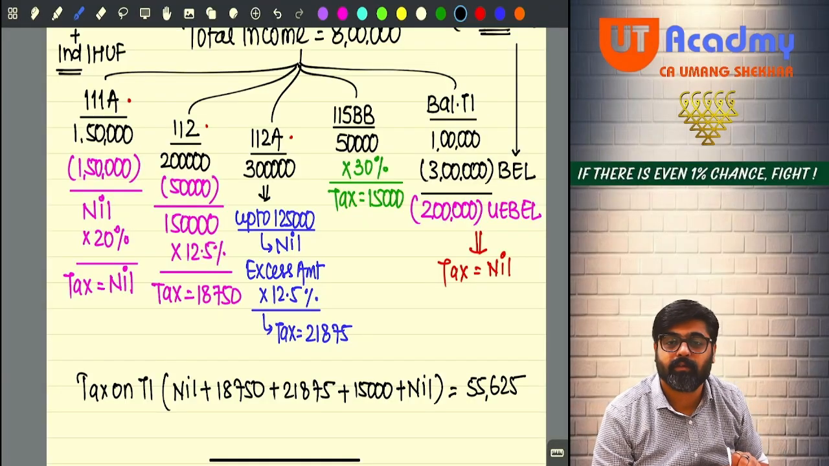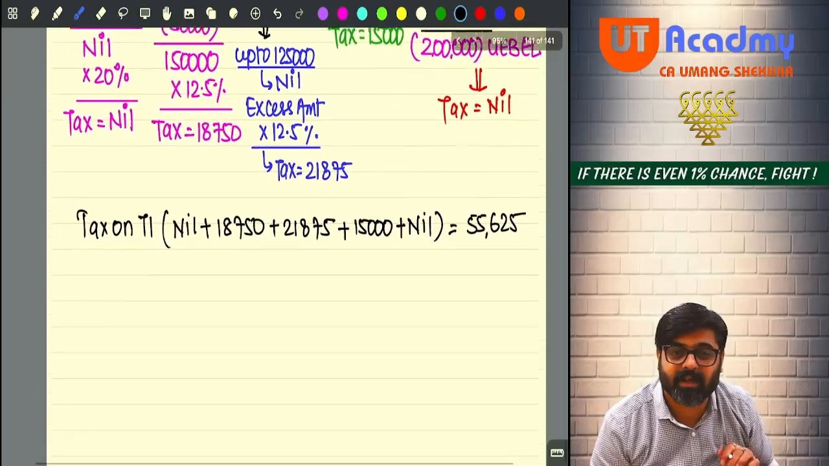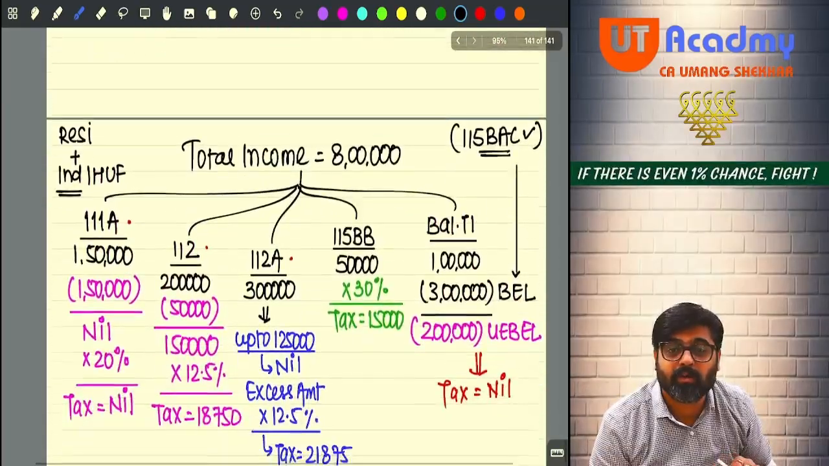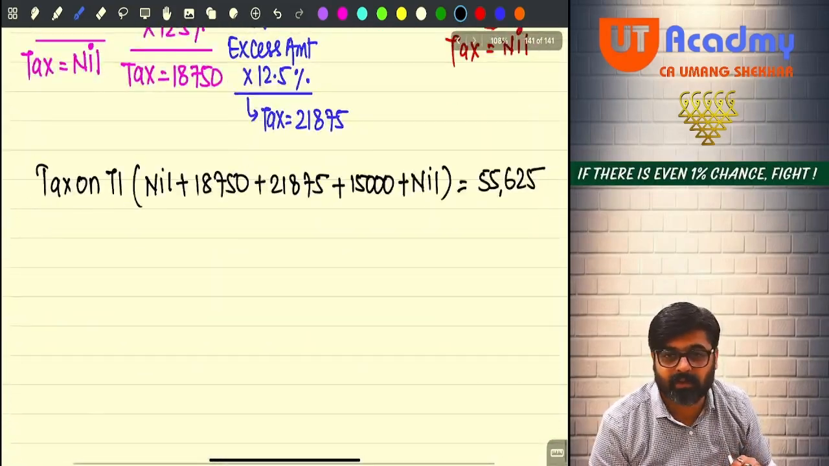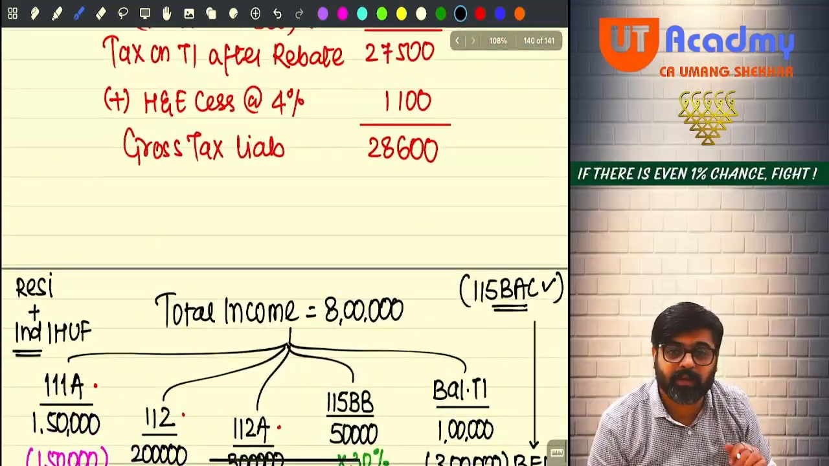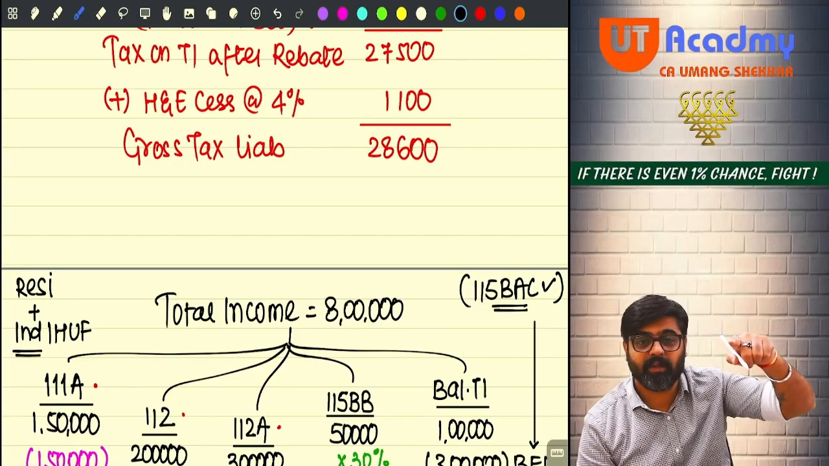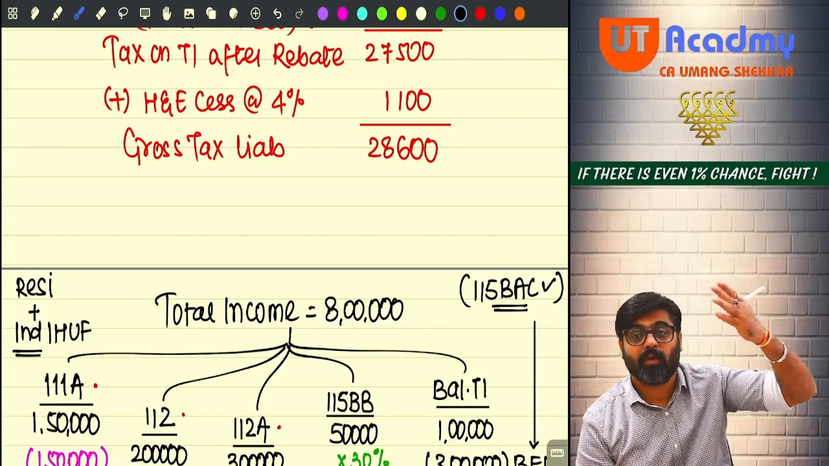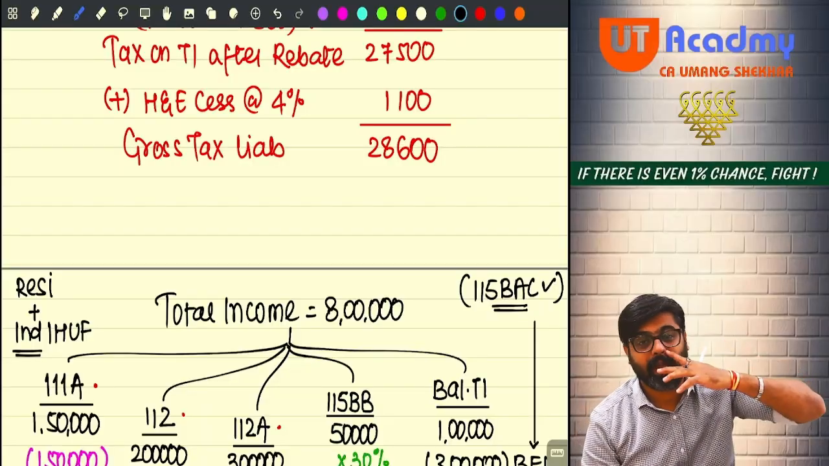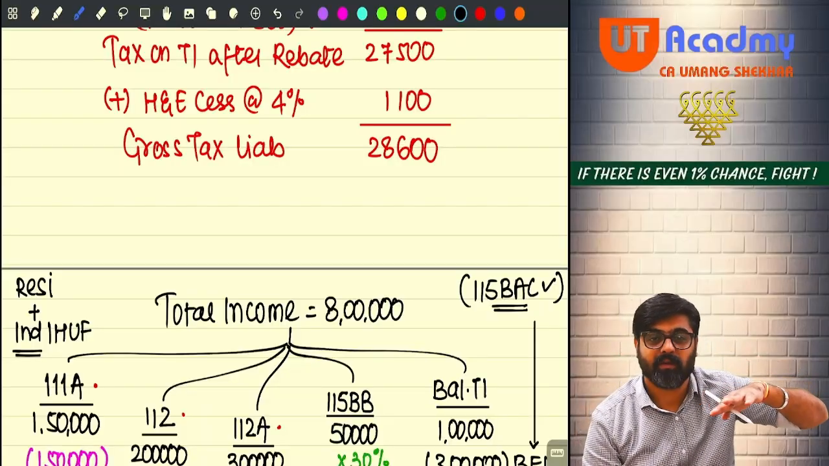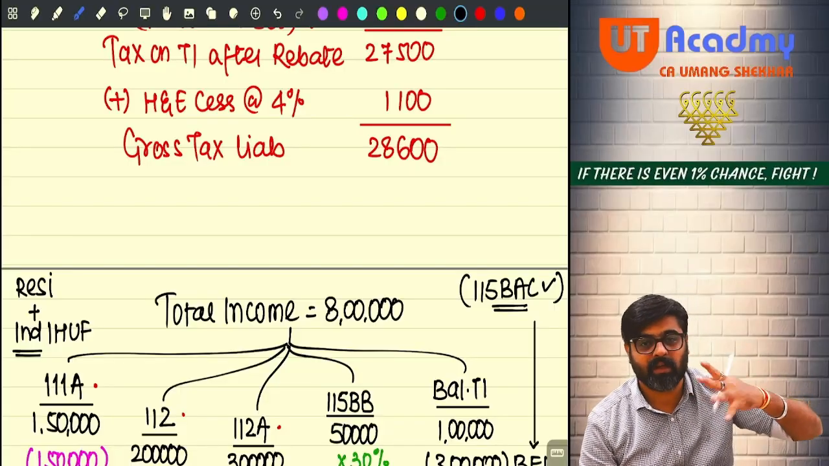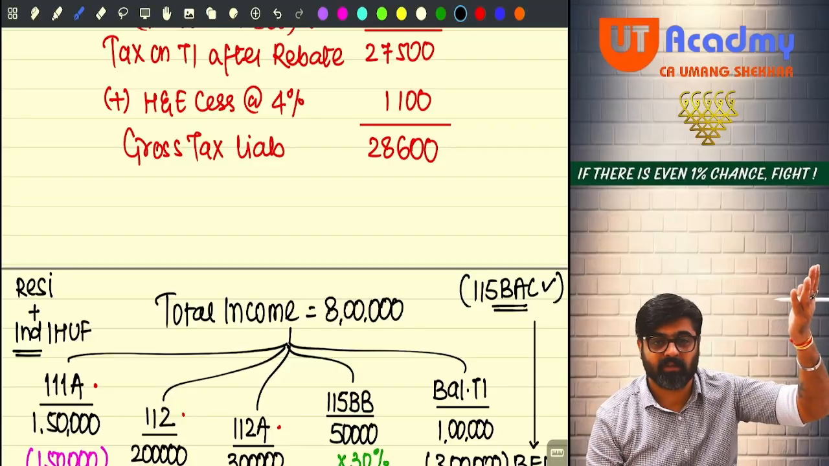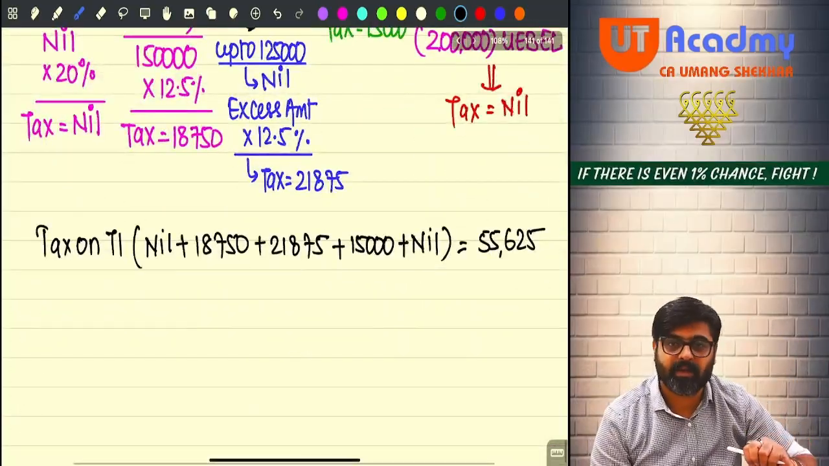Everyone getting this? Now, will you add any surcharge? No, because see, your total income is 8 lakh only, not more than 50 lakh. So no need to add surcharge. Okay, no? Will you reduce any rebate? No, because for 115BAC, rebate comes only if your total income is up to 7 lakhs. Total income is more than 7 lakhs, so you are not going to get any rebate also.